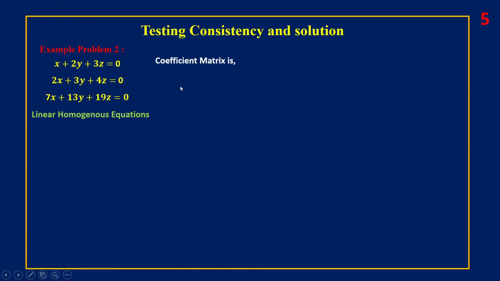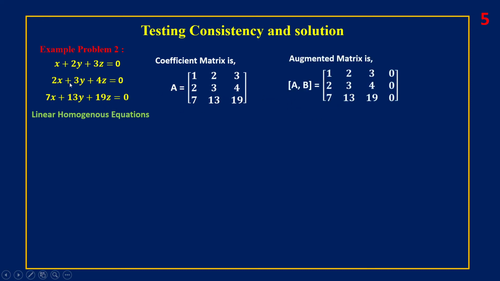The coefficient matrix is nothing but the group of coefficients: 1, 2, 3, 2, 3, 4, 7, 13, 19. And then the augmented matrix is the combined matrix of coefficients and constant terms. Here the constant terms are nothing but zeros, so the last column will be zeros. Let me find the rank of this using the elementary transformation method itself.